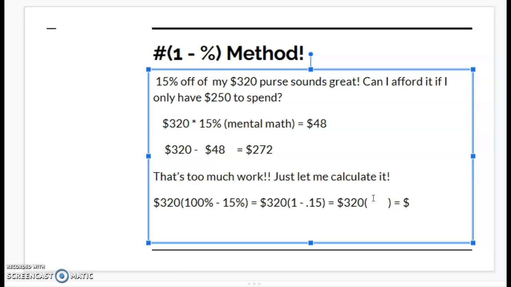So my 1 minus 0.15, notice how I changed 15% to a decimal, is really just the partner percent subtracted from 100 or 85%. So I'm going to do that math, which is 0.85. Sorry, too much space there. I won't have room to type. And 320 times 0.85, if you want to check me, is $272.